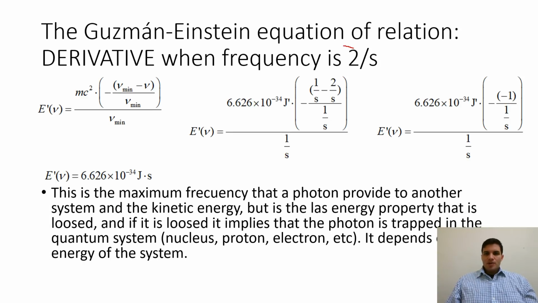And here is with a frequency equal to 2 cycles per second. The result of the derivative is this value that is equal to 6.626 multiplied by 10 elevated to negative 34 joules per second. This is the maximum frequency that a photon provides to another system, and the kinetic energy is the last energy property that is lost. The kinetic energy is not contained in this result because it's not part of the frequency provided for this particular equation. The energy here is only the frequency or the momentum that the photon has the ability to transfer to another quantum system, such as protons, electrons, neutrons, or nuclear atoms.